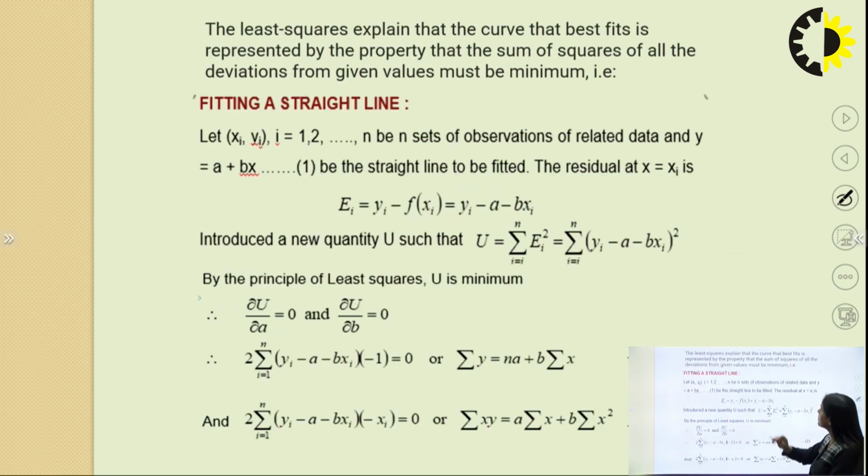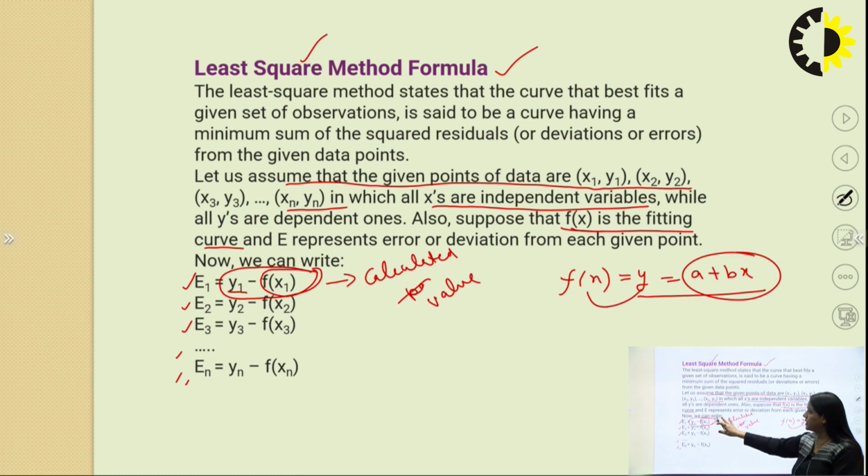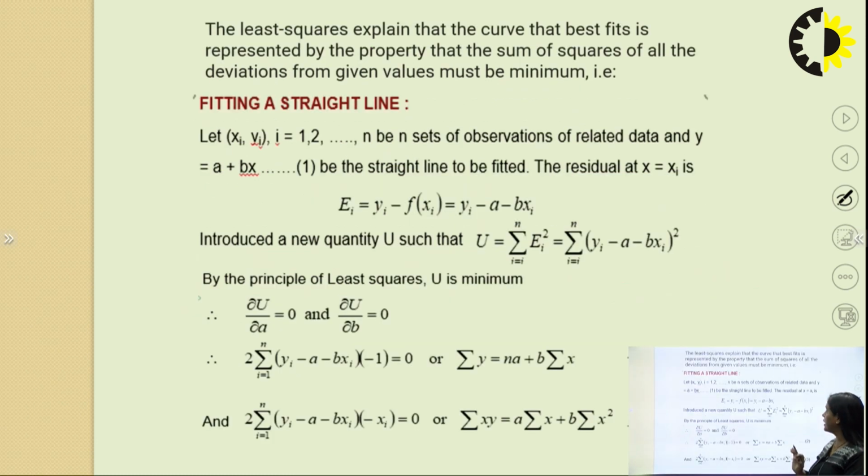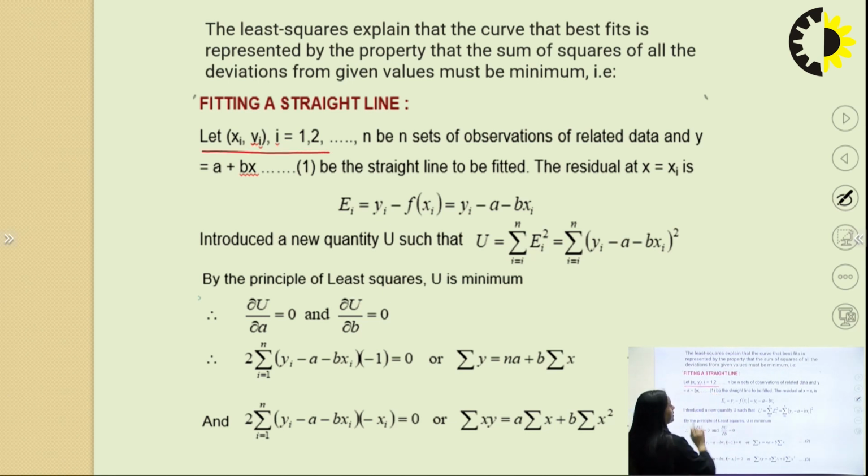So let's see. Here, I have shown the fitting of a straight line. The method which I have explained here, the same thing I am going to apply in this straight line fitting. Let us see how it works. Let us suppose we have (xi, yi), where i goes from 1 to n, a set of observations of related data, and y is equal to a plus bx be the straight line which is to be fitted. Now, what is the meaning of the best fit or the straight line which is to be fitted?